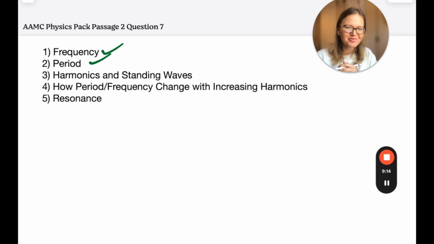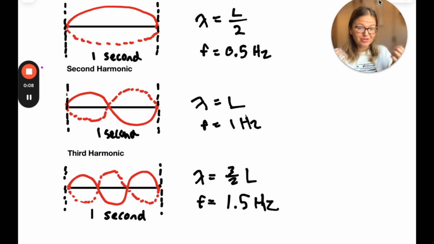Okay, so that wraps it up for understanding harmonics and standing waves and how they're related to period and frequency. Last up, we're just going to do a quick recap of what resonance is. Well, resonance is just a special type of vibration.